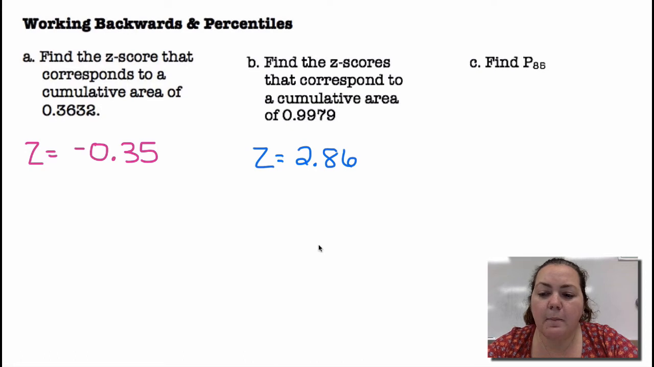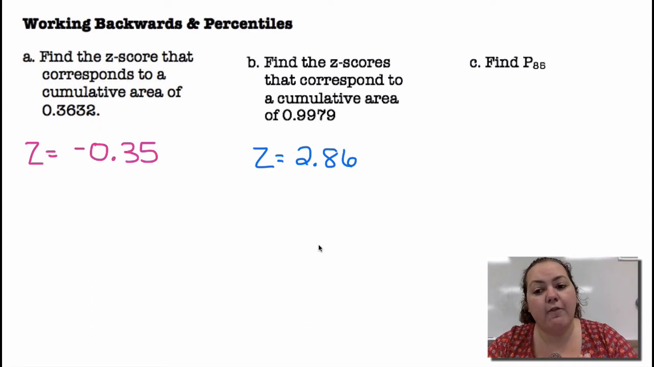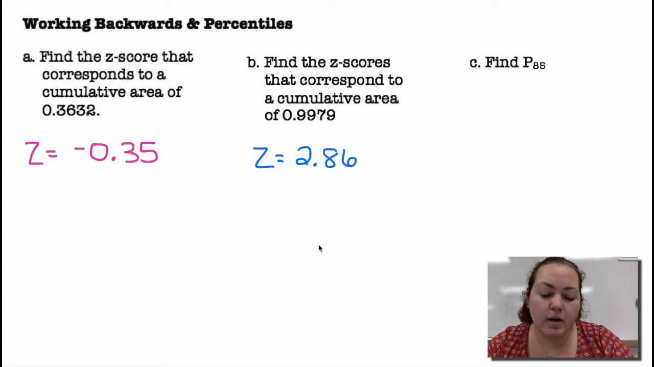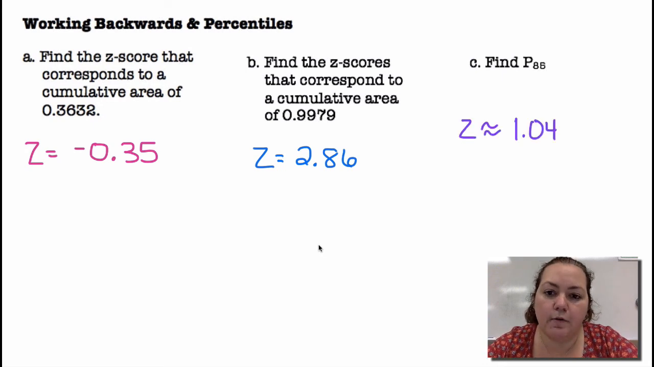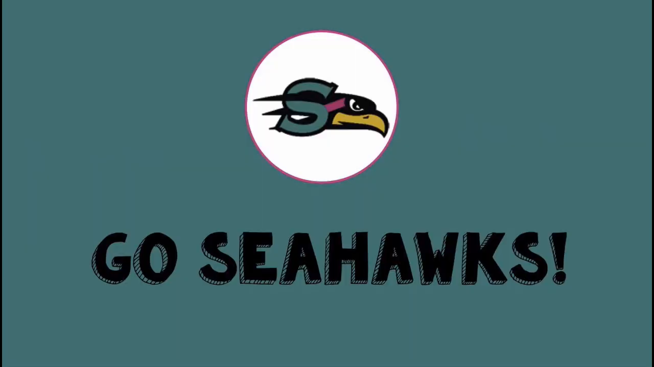The other one says find P85. That means find the value that would be the cutoff for the 85th percentile. So I'm going to be looking inside my table for an area of 85%, 0.85. There isn't one that's exactly 0.85. There is 0.8508, so that one is the closest. And so my z-score is approximately 1.04. All right, go Seahawks.